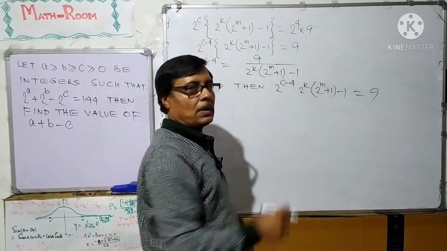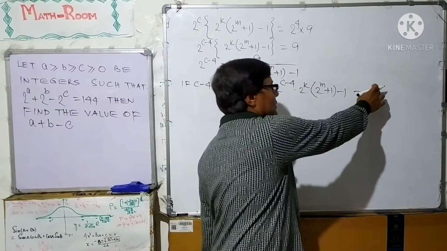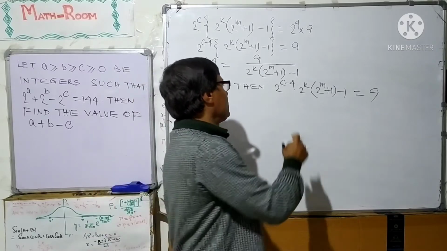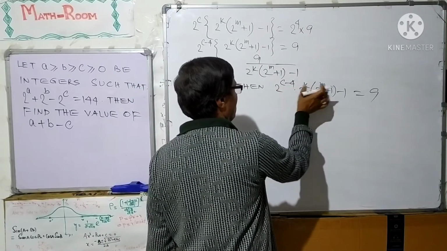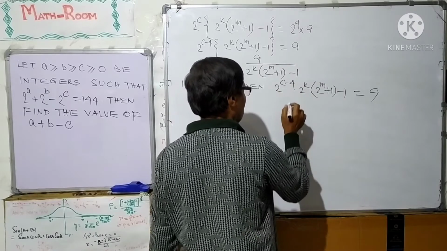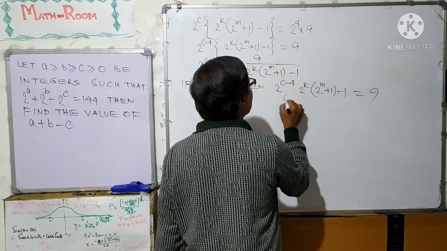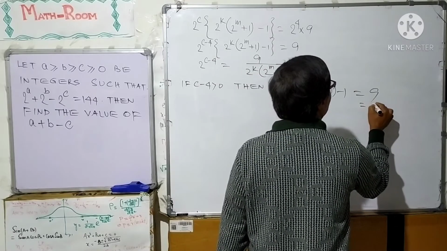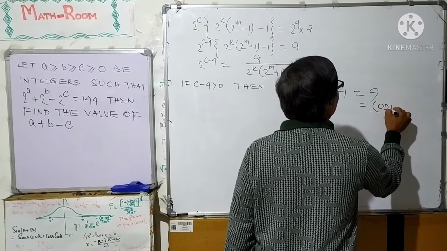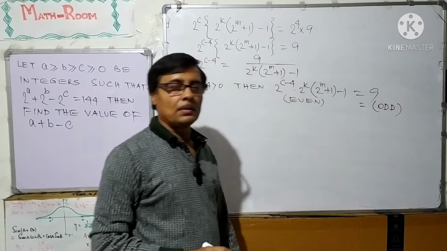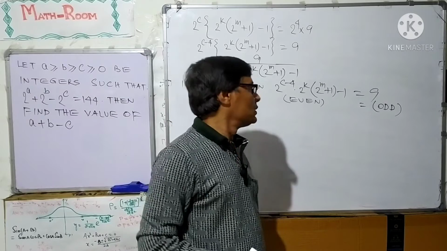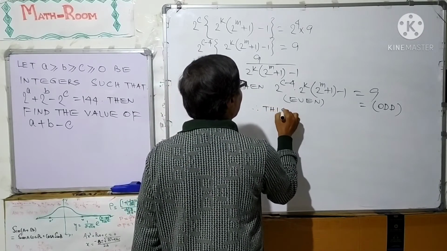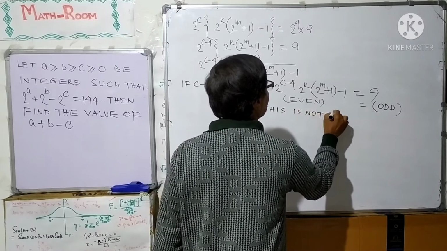So, this is an even number, but the right hand side is 9, which is not an even number but an odd number. This is an even number because it has at least the divisor 2. So, this is an even number and this is an odd number, but an even number cannot be equal to any odd number. So, this is not possible.